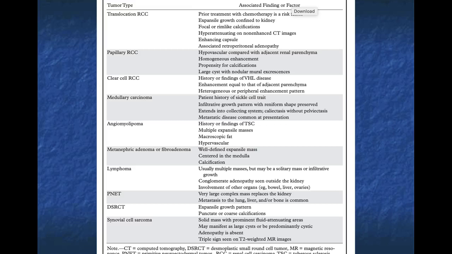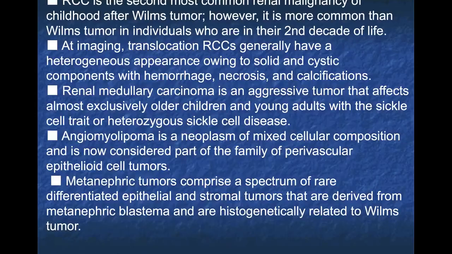Translocation renal cells, papillary renal cell, clear cell, medullary carcinoma, again, patient with sickle cell trait, angiomyolipomas, but then you see fat, metanephric adenomas, lymphoma, PNET, synovial cell sarcoma. Again, a differential, but I guess common is common, but we don't see many renal cells. Renal cell, however, is the second most common renal malignancy of childhood after Wilms. It's more common than Wilms in the second decade of life.